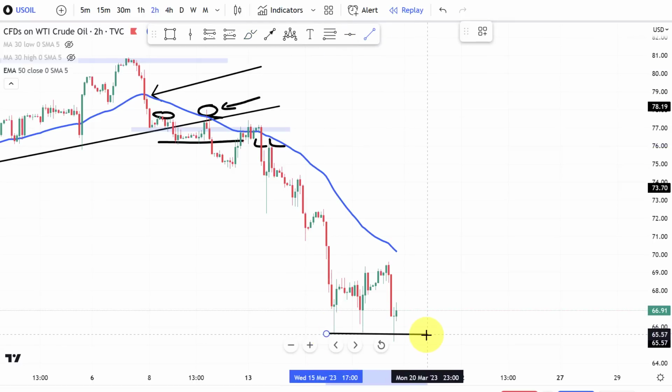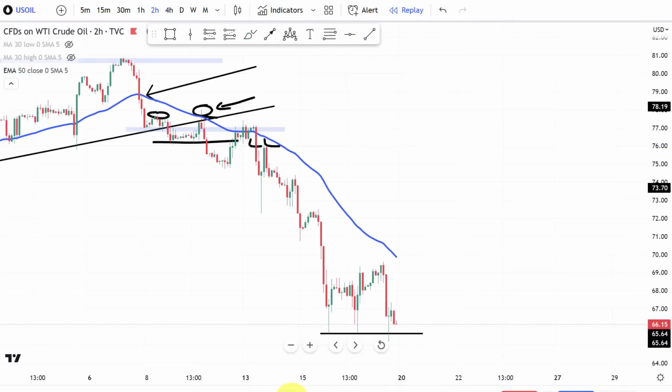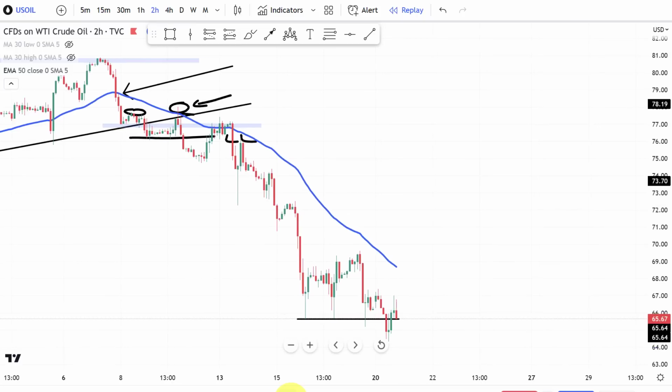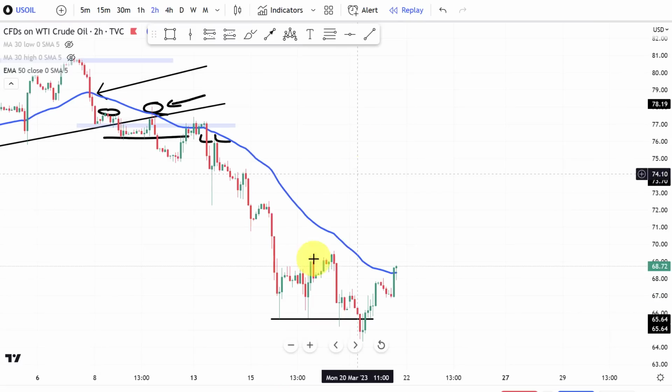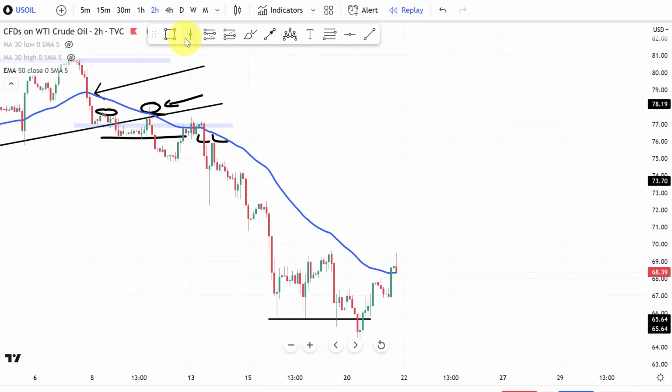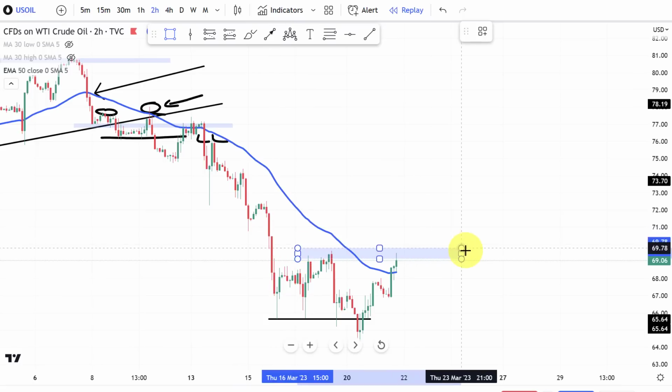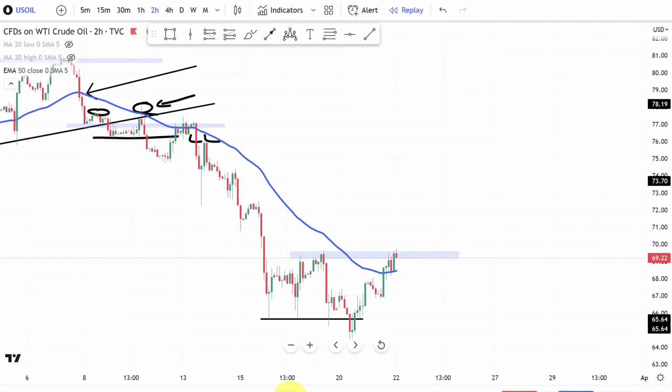We have here a triple bottom. You can see that very clearly. The market is breaking below it, but struggling a little bit. Now you can see the market is making a run into the moving average. We can put here our high. You can see equal highs.